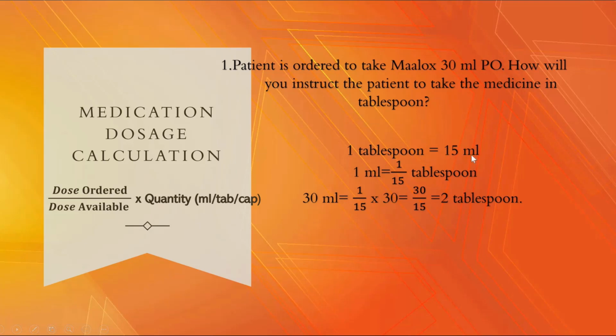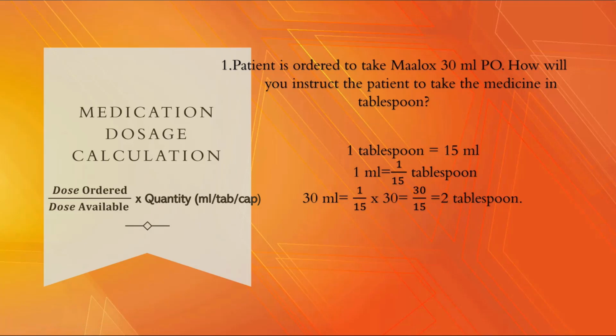Now you have to convert the milliliter into tablespoon. So 1 milliliter is equal to 1 divided by 15 tablespoon. So if 1 milliliter is 1 by 15 tablespoon, how much is 30 milliliter? 1 by 15 into 30 gives 2 tablespoons. So you will instruct the patient to take 2 tablespoons of medicine.